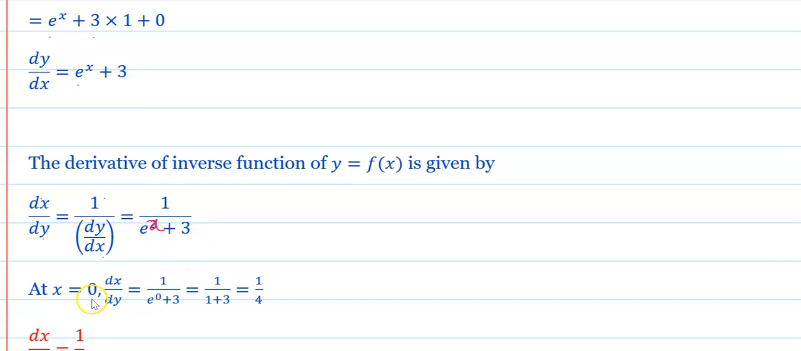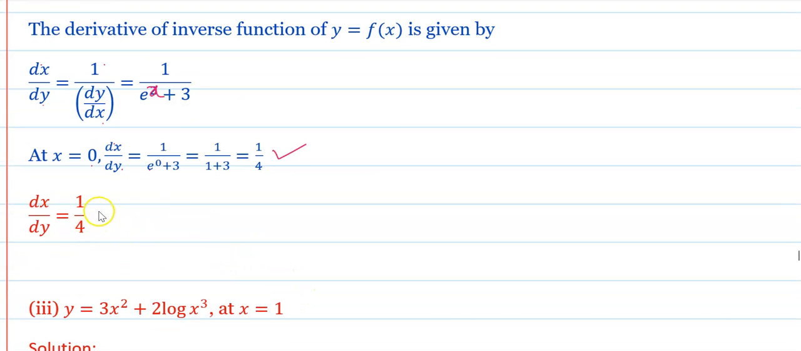But at the value x is equal to 0, dx upon dy is equal to 1 upon dy by dx, which is 1 upon e raised to x plus 3. Put x equal to 0, means e raised to 0. That is 1. 1 plus 3, that is 4. And hence dx upon dy is equal to 1 by 4. And this is the answer.